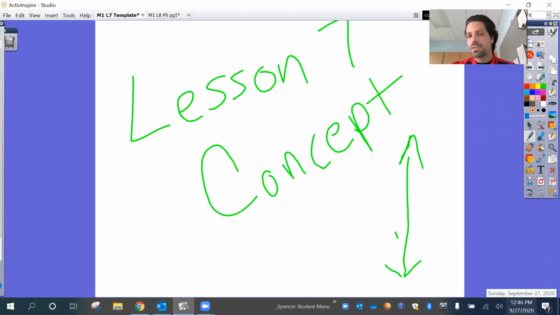So we're going to be using different forms, the unit forms, to help us round to the nearest place value. And then we're also going to be using our place value chart to help us with understanding. So without further ado, let's get into lesson 7.